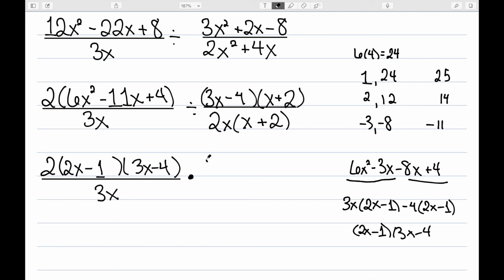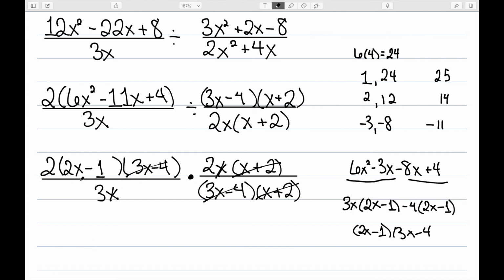When we divide, we're going to flip the second fraction over and multiply. So we have 2x times x plus 2 over 3x minus 4 times x plus 2. I have x plus 2's that cancel, and 3x minus 4's that cancel. I also have an x on the top and the bottom that cancels. On the top, I have a 2 times 2 is 4. I also have a 2x minus 1. And on the denominator, the only thing that hasn't canceled is this 3.